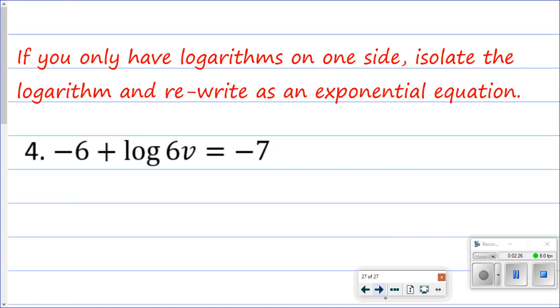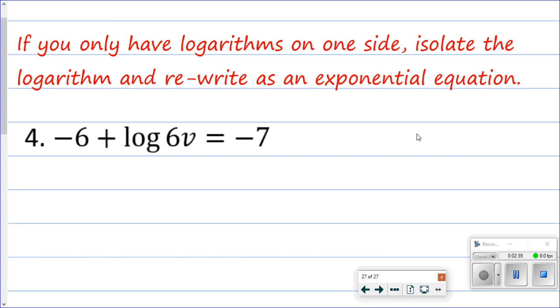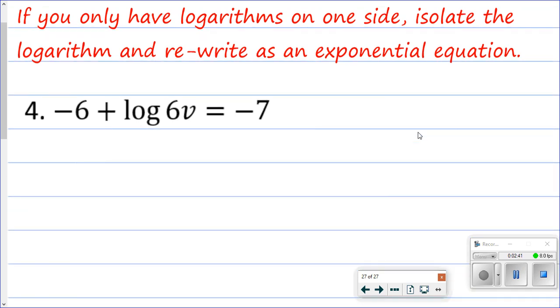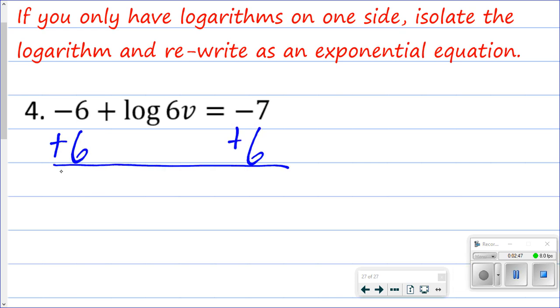All right, so if you only have logarithms on one side, so see here how I only have this one logarithm, I'm going to rewrite it. I'm going to isolate it. I'm going to get it by itself, and then I'm going to rewrite it as an exponential. So I'm going to take this, and I am going to add 6 to both sides. That is me isolating the logarithm.